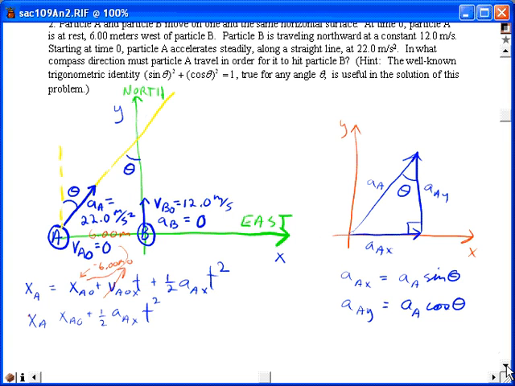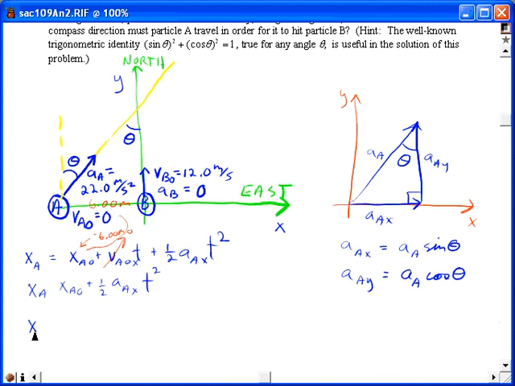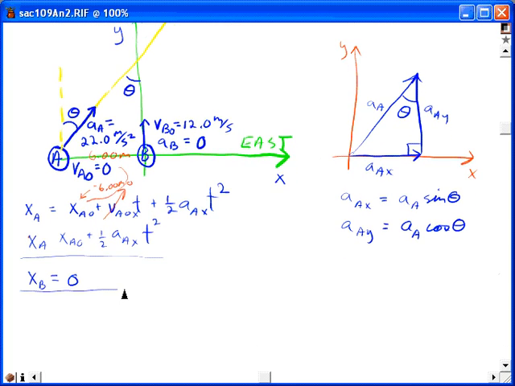How about the x position of particle B? x_B is trivial. B's moving strictly along what I've defined to be the y-axis, northward, so x_B is equal to 0. We said one of our collision equations is that the x components have to be equal to each other. x_A is going to be equal to x_B.